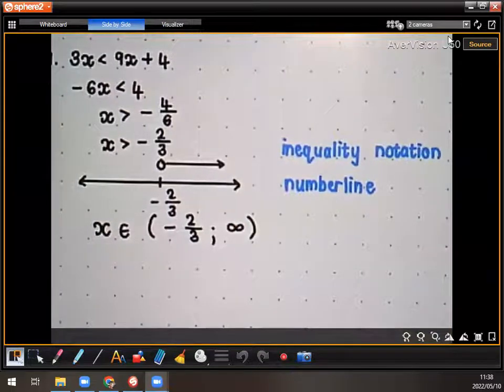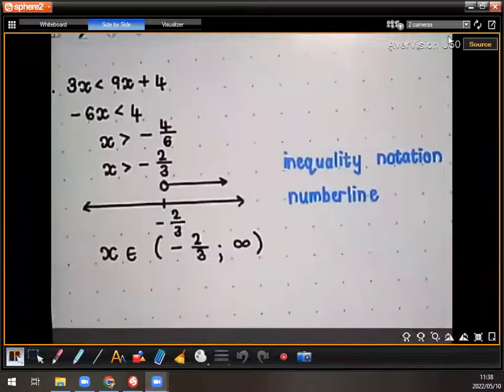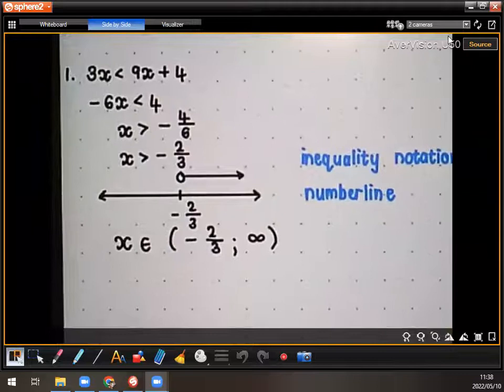We use a round bracket for infinity because it's not actually a number. Because if you get to 10 billion and 3, you can always go up to 10 billion and 4, right? There's always a bigger number. You're never actually going to reach infinity. It's more of a concept, right?